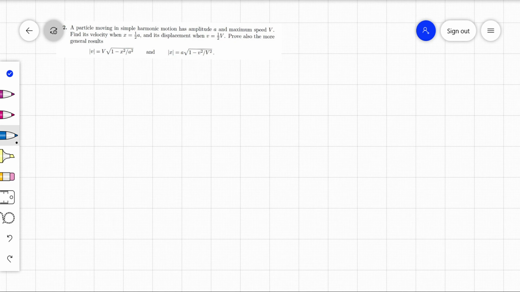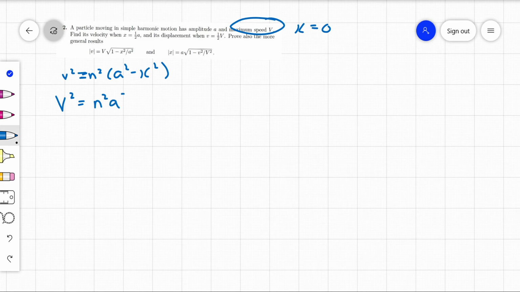Alright, so we're told this particle moves in simple harmonic motion, the amplitude is A, the maximum speed is capital V. So if it's simple harmonic motion, it looks like that. And we know the maximum speed occurs when x equals 0 at the centre of motion. That's where the maximum speed is. So big V squared is going to be equal to n squared a squared. All right, so let's see if we can use that.